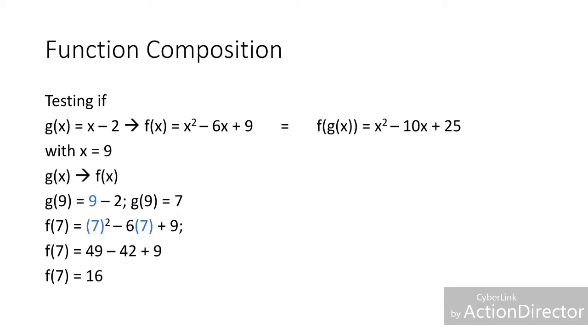We can test if the equation is correct by substituting a value to the function g of x, substituting the result to f of x, and comparing the end result to the new function f of g of x. For this example, we will substitute 9. G of x is equal to 9 minus 2, which will result to 7. Substituting the result to f of x is equal to 7 squared minus 6 quantity 7 plus 9, which will be equal to 49 minus 42 plus 9, which will result to 16.